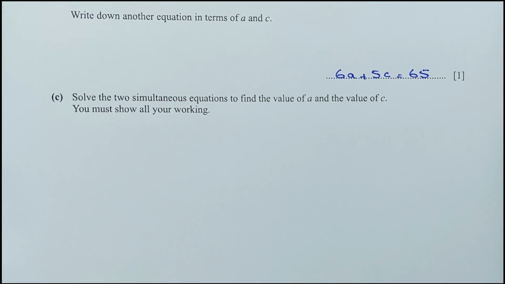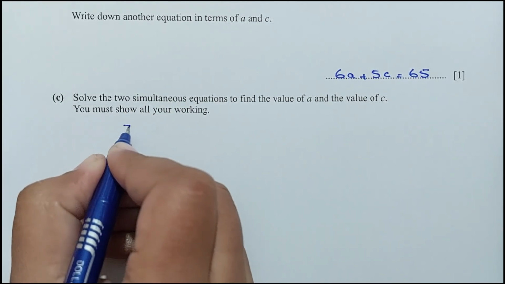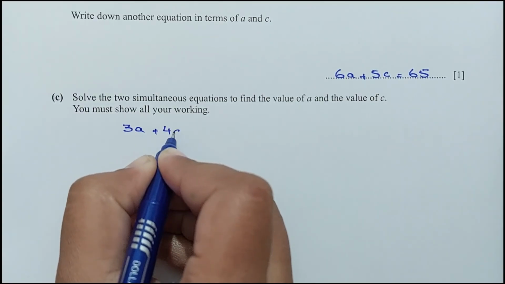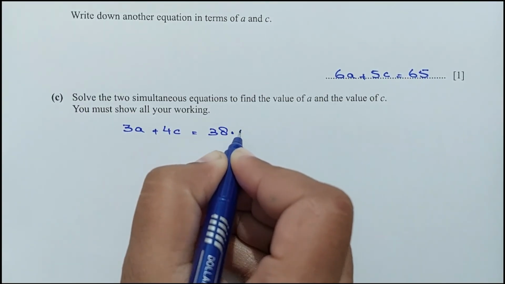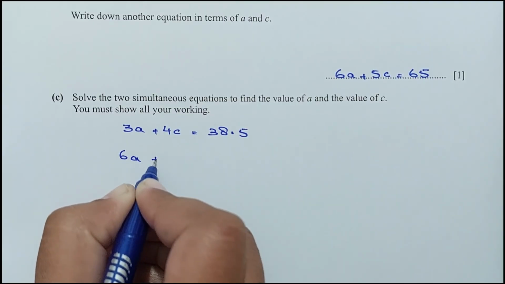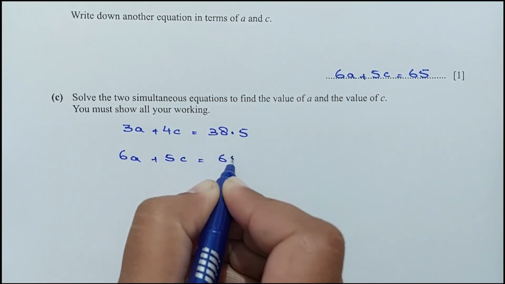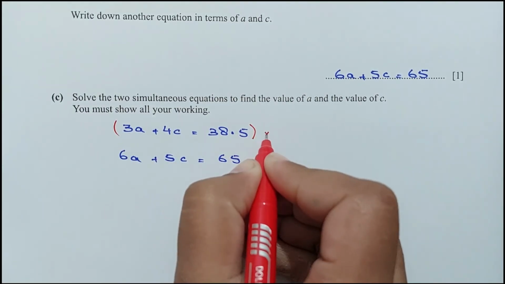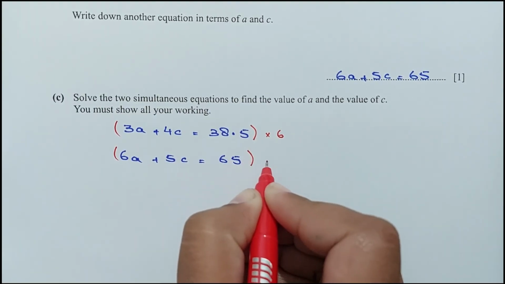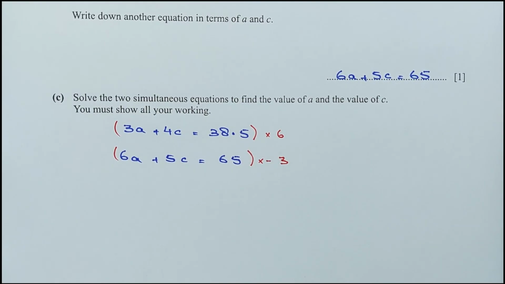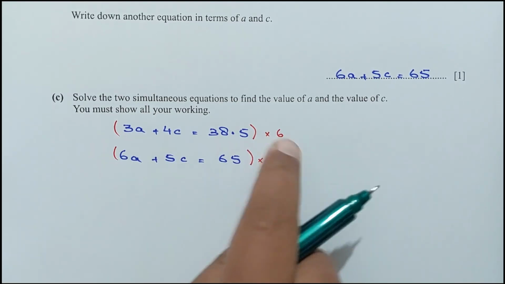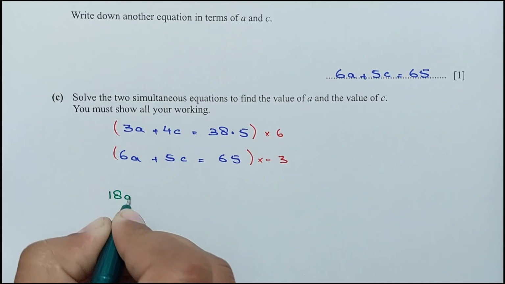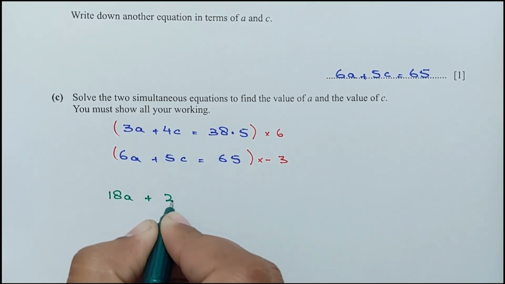Right. Now for part C, solve the 2 simultaneous equations to find the value of A and the value of C. You must show all your working. So the 2 equations are 3A plus 4C is equal to 38.5 and 6A plus 5C is equal to 65. We have 2 equations, right? So let me multiply my first equation by 6 and my second equation by negative 3, right? So 3 times 6 is 18A, and 4 times 6 would be 24C.